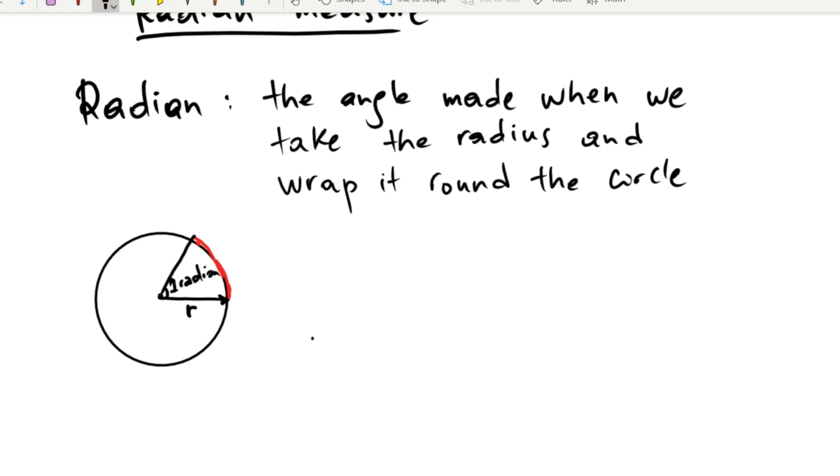Just remember the arc length here is equal to the radius. That's what a radian is. Very important. So the radian is a pure measure based on the radius of the circle, as you can see right here.